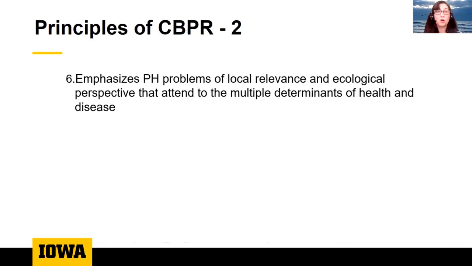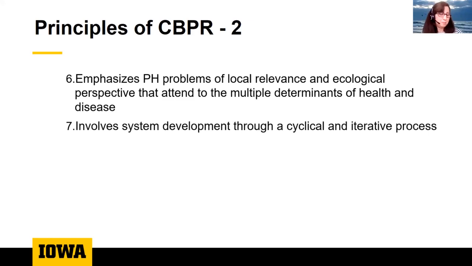CBPR emphasizes public health issues that are of local relevance and an ecological perspective that attends to the multiple determinants of health and disease. So CBPR addresses public health problems that are of concern to the community and considers the concept of health from a multidimensional perspective that emphasizes physical, mental, and social well-being. It also involves systems development through a cyclical and iterative process so that a system develops the competencies to engage in a cyclical iterative process that includes multiple phases.